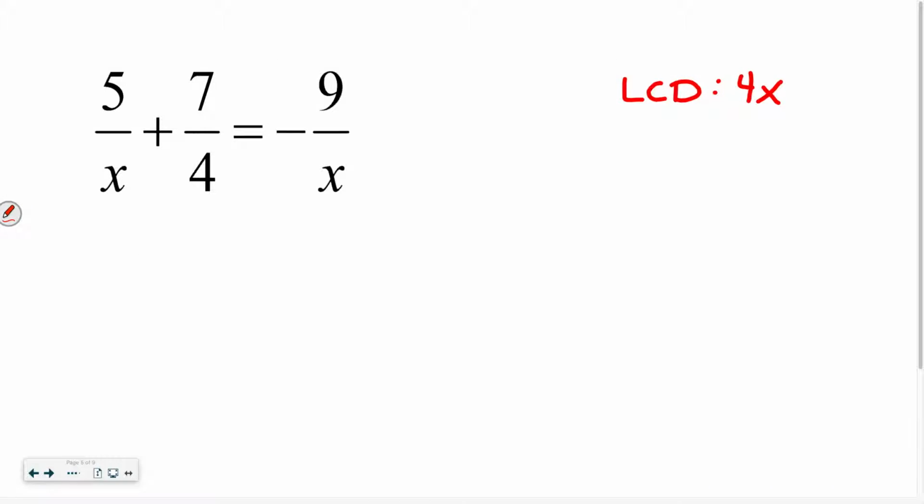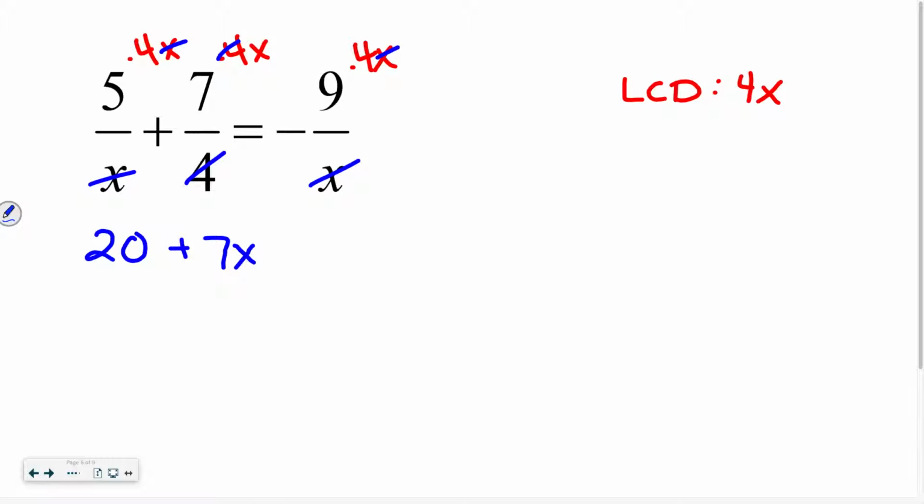So I'm going to multiply the whole equation by 4x, which is every single term. So I'm going to say times 4x, times 4x, times 4x. That would be me multiplying the whole equation by 4x, distributing to all terms. Now I can cancel out the denominators. x cancels x. 5 times 4 is 20. 4 cancels 4, plus 7x. x cancels x, that's a negative 36.